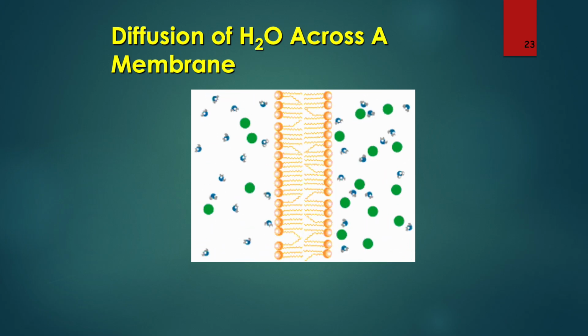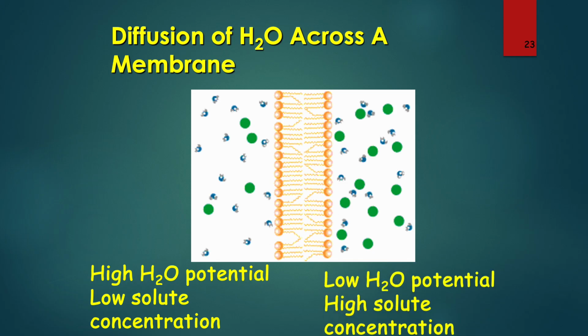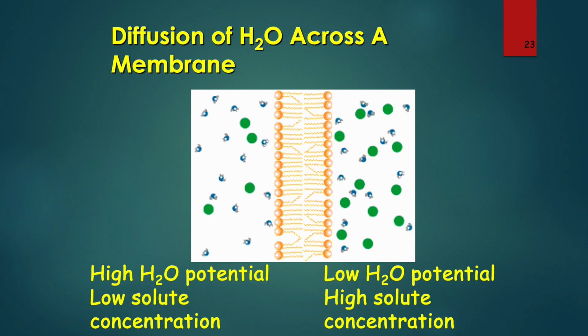On the left-hand side, I have high water concentration and a low solute concentration. Remember, solute is the particle that's dissolved in water. And then on the right-hand side, I have a low water concentration, but a high solute concentration. So the water wants to diffuse from an area of high concentration, the left, across the cell membrane to the right to lower that solute concentration. It wants to have more water particles on the right-hand side.